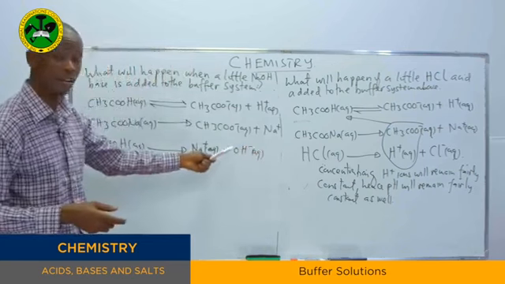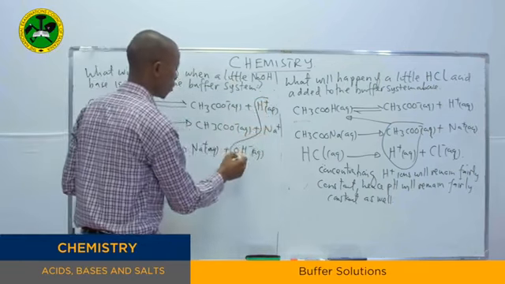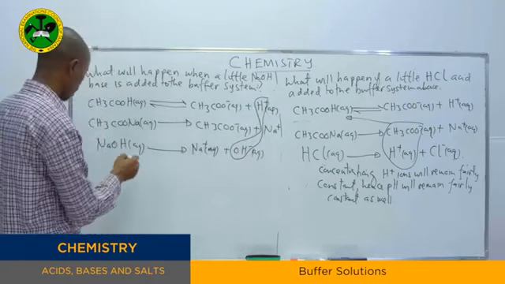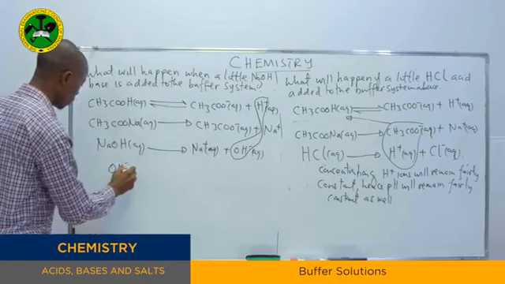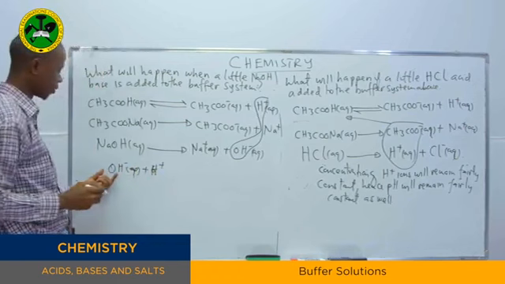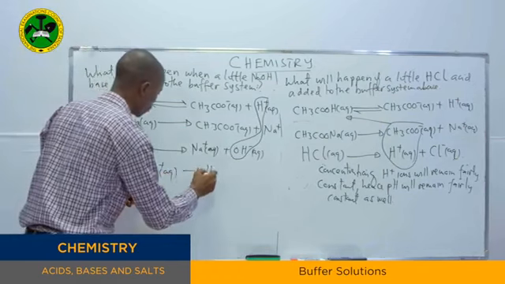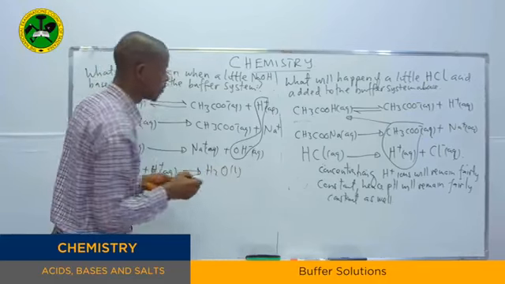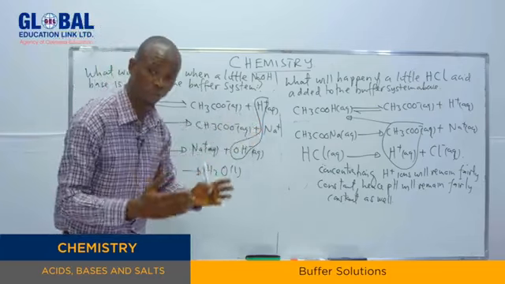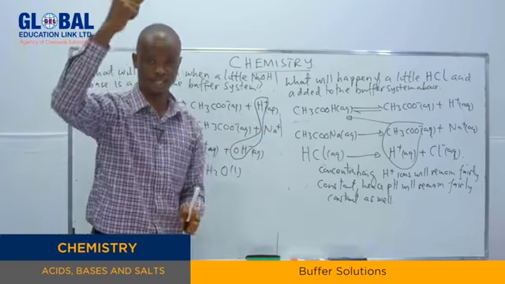Now the hydroxide ion in the solution will combine with the hydrogen ion. When they combine, they will form water. So hydroxyl ion and hydrogen ion will combine together and form water. If that happens, the concentration of hydrogen ion in the solution will decrease. If it decreases, the pH will rise.